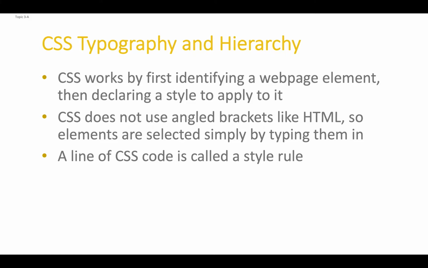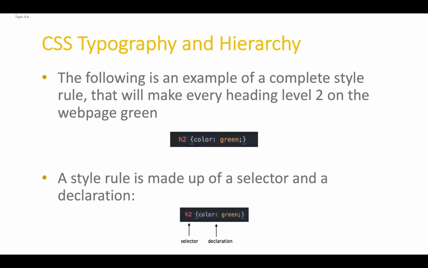CSS works by identifying a web page element and then declaring a style to apply to it. CSS does not use angled brackets like HTML, so elements are selected simply by typing them in. A line of CSS code is called a style rule. So here's an example of a style rule for H2 headers on the page.